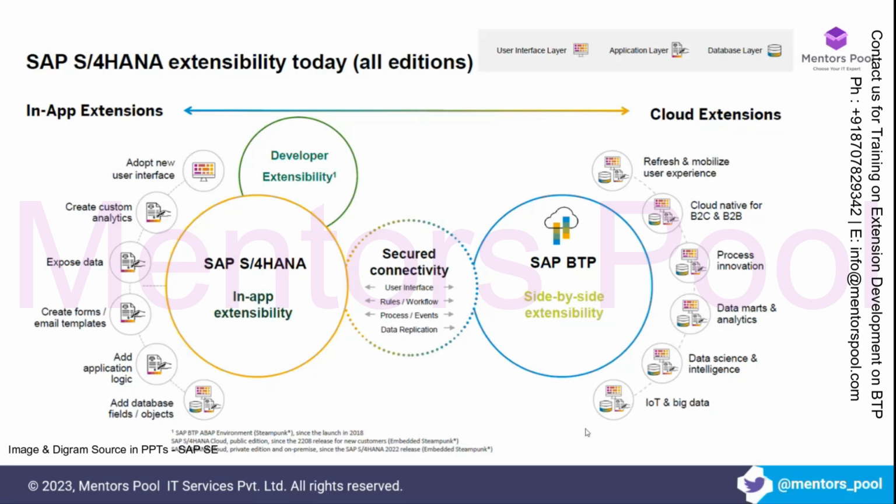So if we essentially talk about the application extension, you could either do an extension then and there, or you could do a side-by-side extension on SAP BTP. SAP's in-app extensibility comes as a developer extensibility option, and in between SAP BTP and S/4, we can have a secured connectivity, and this is applicable to user interfaces, rules, workflows, event mesh, or even to the data replication, any of those scenarios.